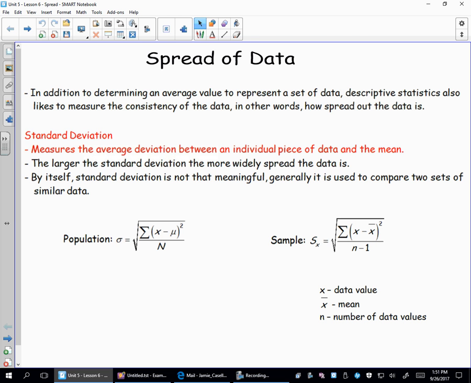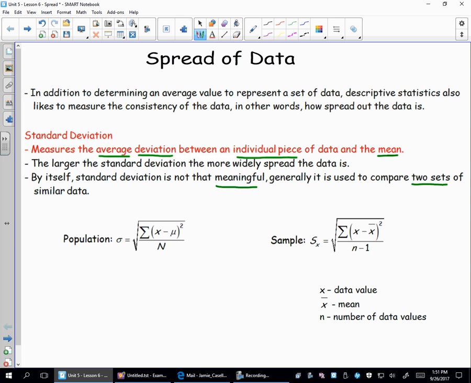One of the best ways of measuring dispersion is something called the standard deviation. What it does is it measures the average deviation or difference between each individual piece of data and the mean. The bigger your standard deviation, the more spread out things are. However, it's really used for comparative purposes, and by itself, it's not that meaningful. We like to use it to compare two sets of data.